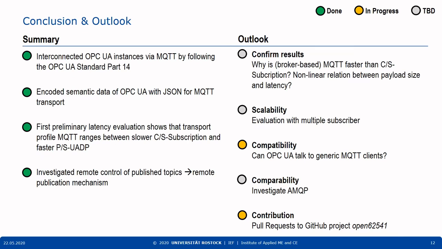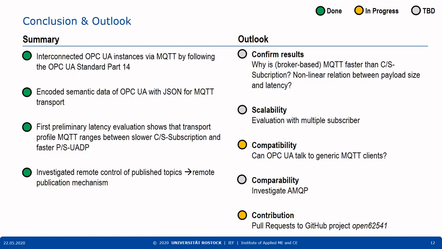What else do we want to do? We will have a look at the scalability, so we will measure MQTT performance with multiple subscribers. We will also have a look at the compatibility, so we will look at how OPC UA can talk to generic MQTT clients, because currently we need OPC UA devices on both ends. Next point is the comparability.